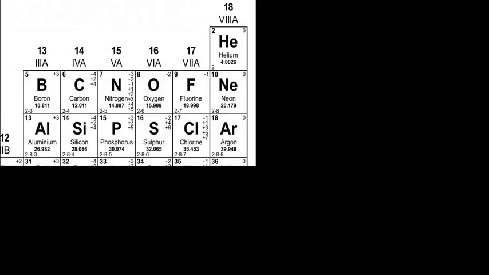Okay, I wanted to take some time and make a video to practice identifying the protons, neutrons, and electrons for both isotopes and ions. First off, remember that isotopes have different numbers of neutrons, and ions have different electrons.